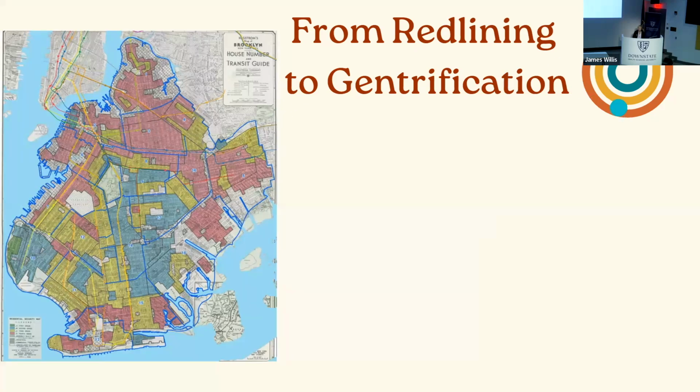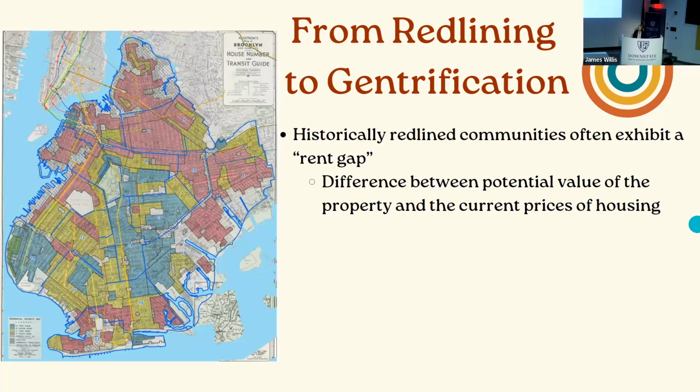Gentrification, just to define it, I'm sure we've all heard of it, but gentrification is the influx of higher income, higher educated, usually white residents into minority and low income communities. Why are redlined areas a desirable spot for gentrification? So historically, redlined areas usually exhibit a rent gap, which is the difference between the potential value of a property and the current prices of housing.